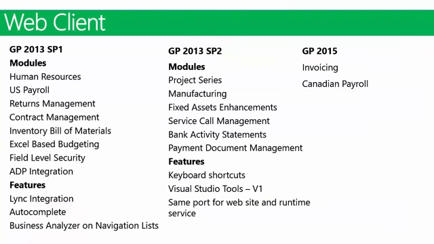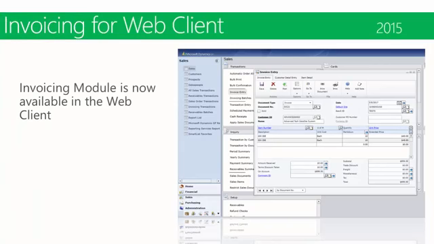Dynamics GP Web Client supports all the widely used features available in the desktop client. We deliberately didn't include certain redundant or rarely used features in order to make the application light and mobile friendly. Examples of features not included are the advanced financial analysis and multi-dimensional analysis. With the Invoicing module now available in the web client, this is a screenshot of what the entry window would look like.